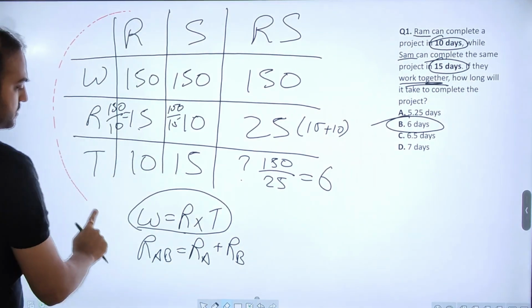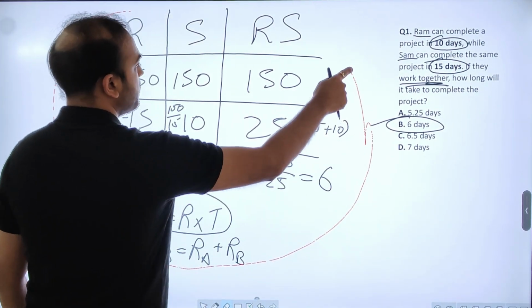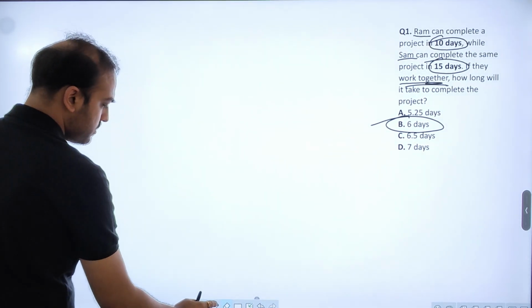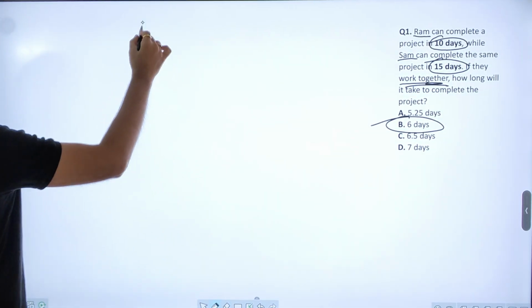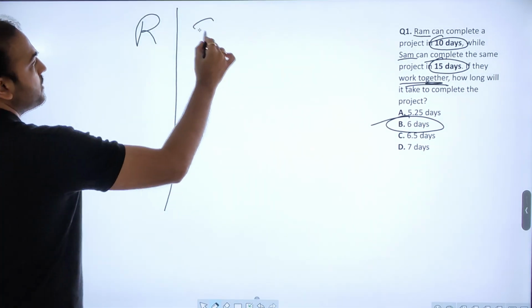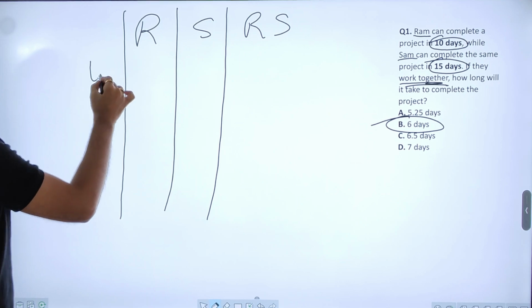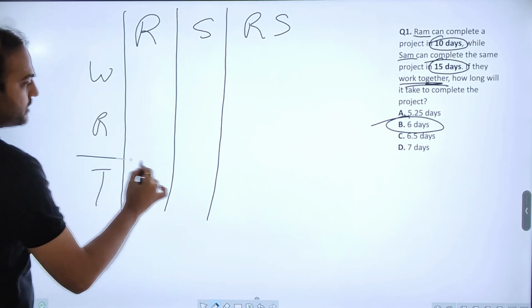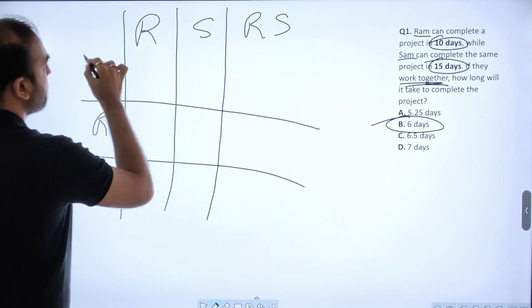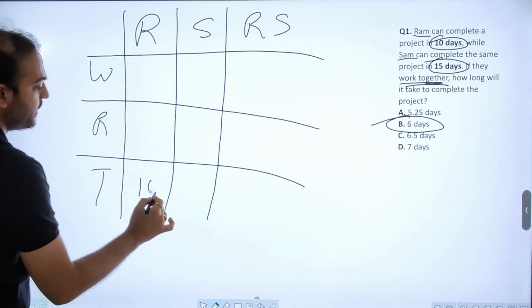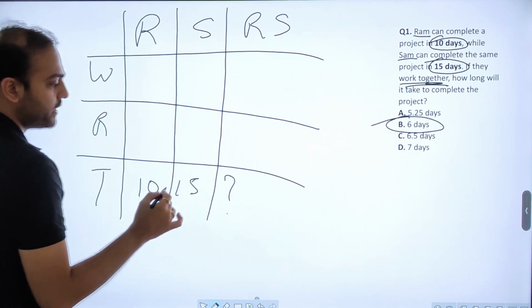Right. Let me just quickly erase this. Right. So again, I have Ram, Sam, Ram and Sam together, work, rate, time. Right. This is 10 days, 15 days, how many days?